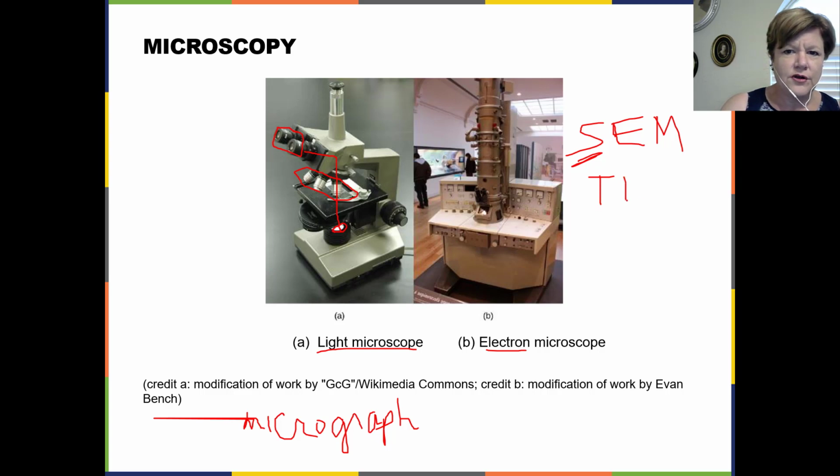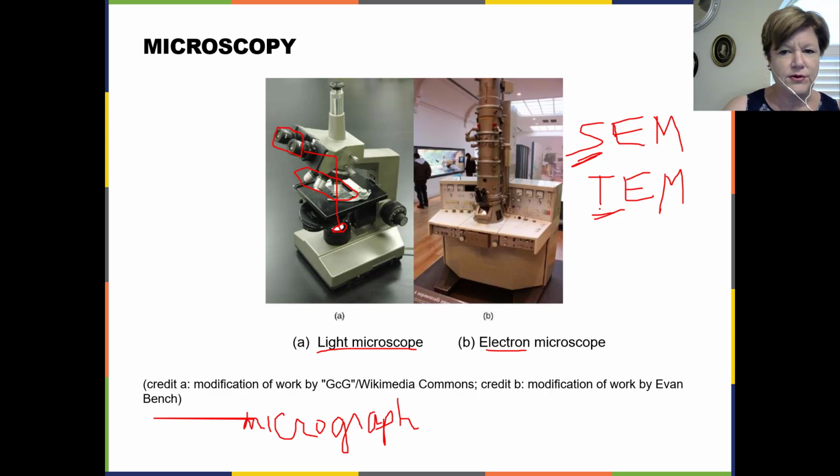A transmission electron microscope gives you a 2D image. It almost looks like a slice through the object, so a two-dimensional image. So scanning gives you a three-dimensional image of the surface. Transmission gives you a two-dimensional image, like a slice through the object. Kind of like when you get an MRI, they don't actually slice you, but the radiation passes through and gives an image of a slice of you.